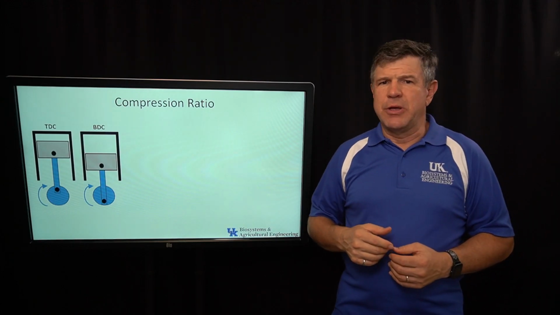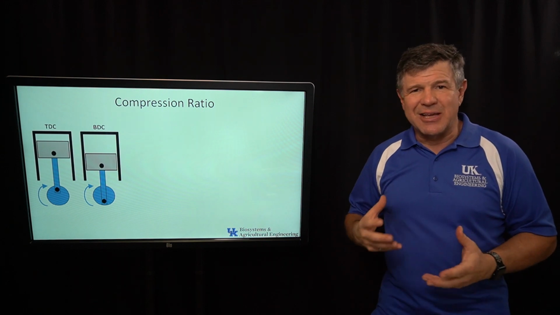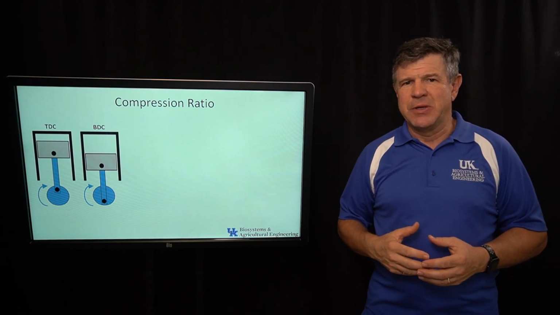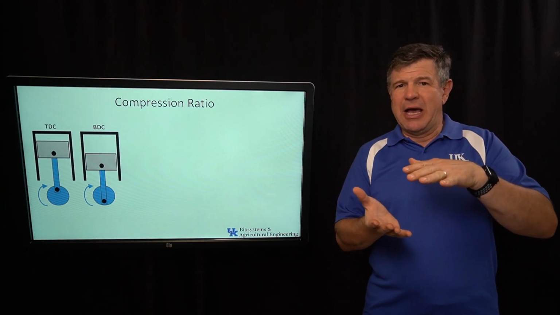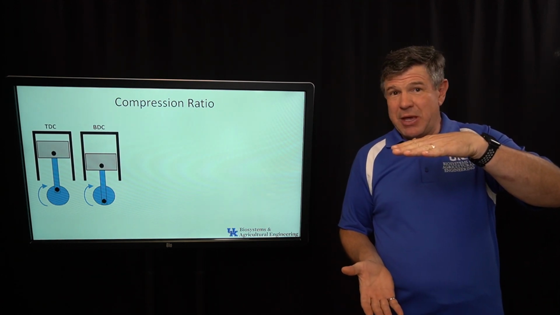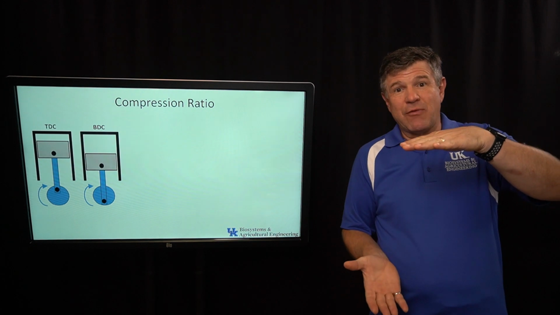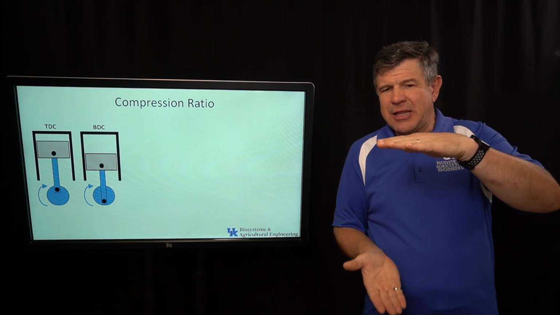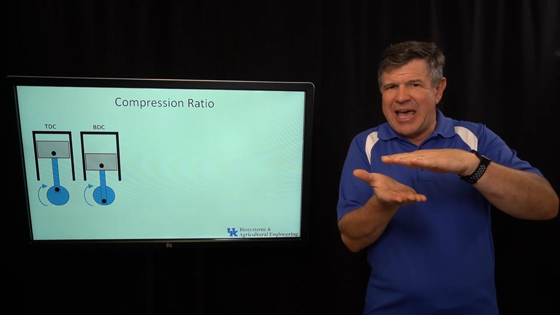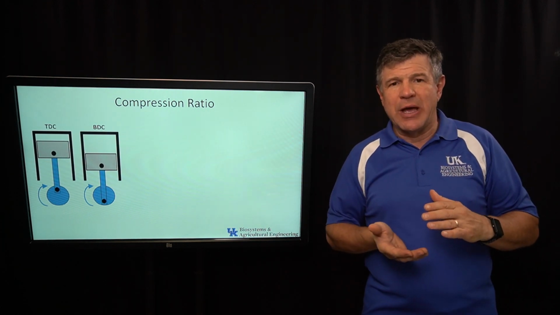Another key dimension that we use to describe engines is the compression ratio of that engine. So when we think about engine operation, as that piston is going up and down, at some point there's going to be a compression stroke where we take whatever gas is in that piston and we're going to compress it. And the amount that we compress that is very critical to engine operation.